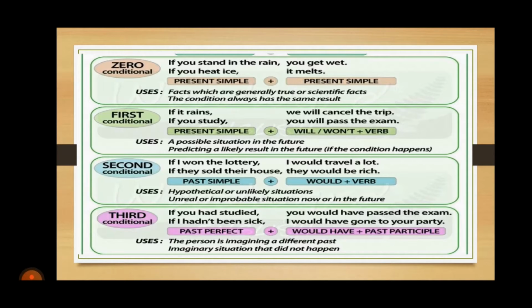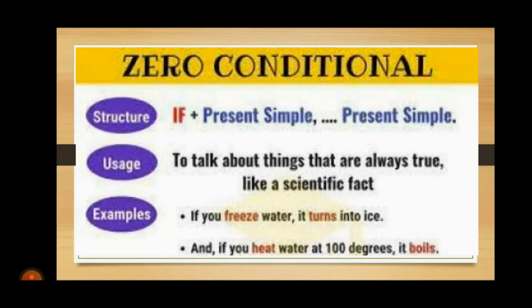Now we are going to see one by one. So zero conditional clauses, as we see the structure, if plus present simple plus present simple. Here you talk about fact, scientific fact. Most probably you talk only about reality in the zero conditional clauses. If you freeze water, it turns into ice. If you heat water to 100 degrees, it boils. So only natural and scientific facts are discussed here in the zero conditional clauses.